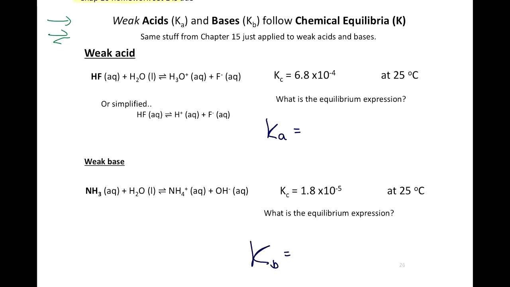Weak acids and weak bases follow chemical equilibria, so they have their own K expressions as well. Thankfully, they all follow the same form. They all have K expressions and K values that you can look up, but specifically we call them Ka or Kb values because they are related to acids and bases.